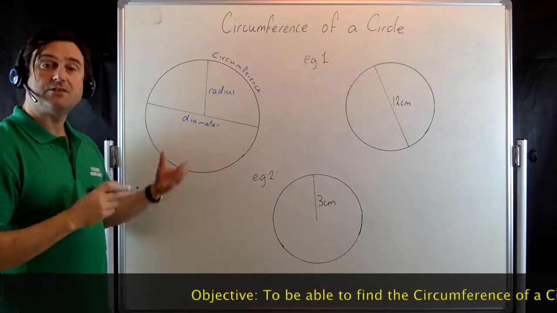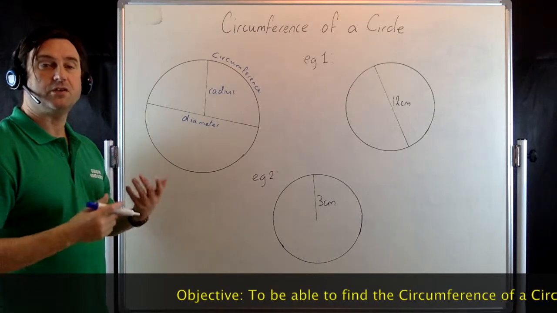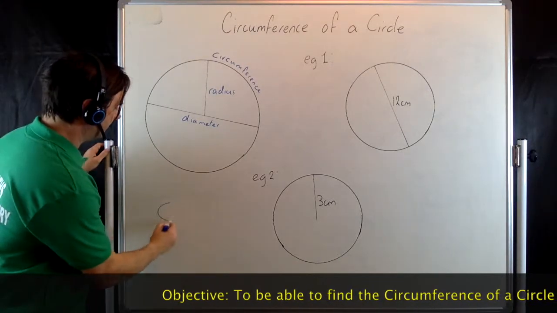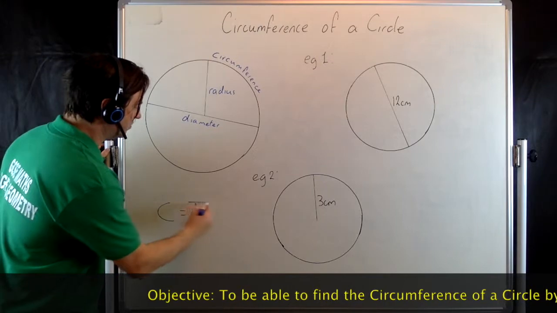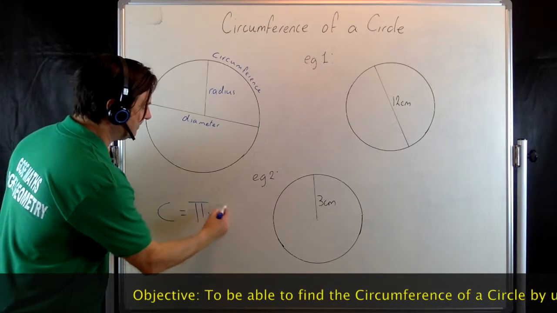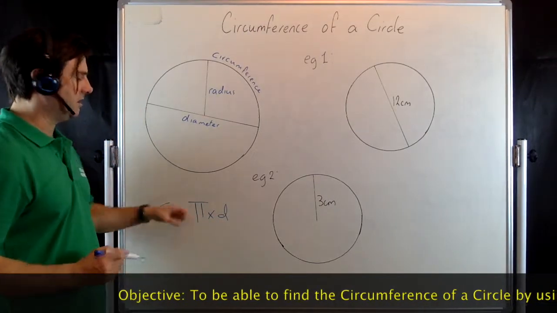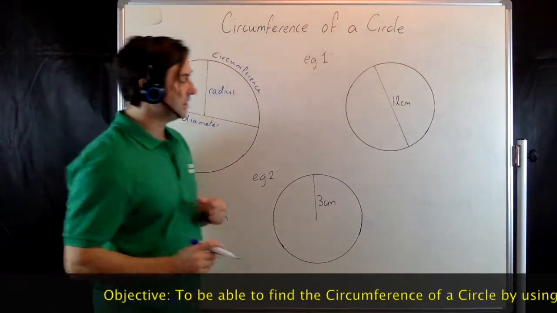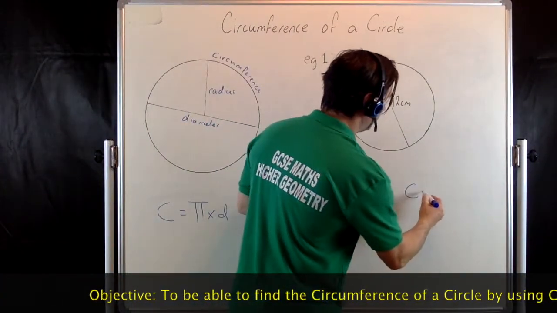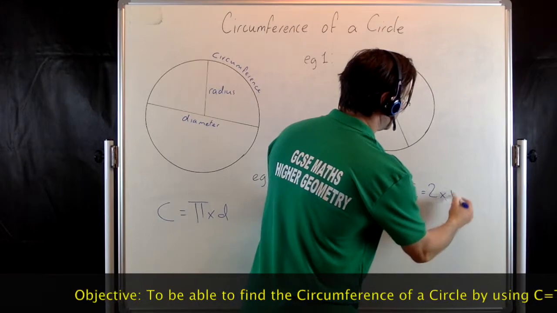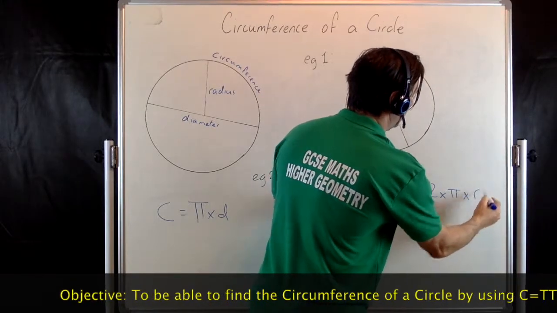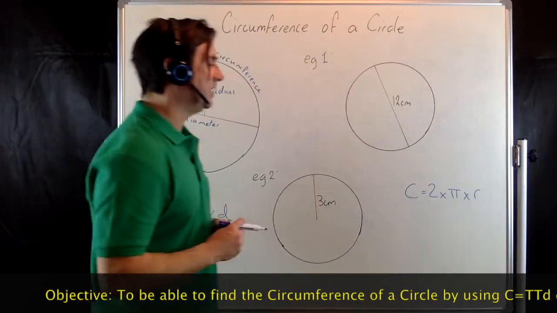Now we can use two formulas to help us work out the circumference of the circle. Which one we use depends on whether we know the diameter or we know the radius. The first one is circumference is equal to pi times d, often shortened to c equals pi d. The second one would be the circumference equals 2 times pi times r, often shortened to c equals 2 pi r.